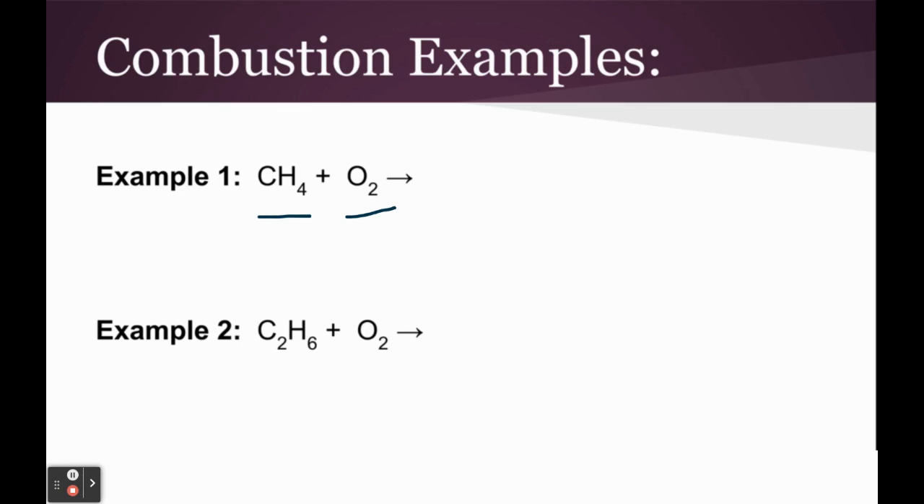We know that the products for all combustion reactions are carbon dioxide and water. So once you've labeled it as a combustion reaction, you can go ahead and write your products as carbon dioxide and water.